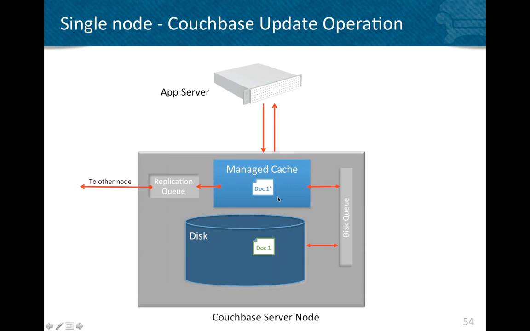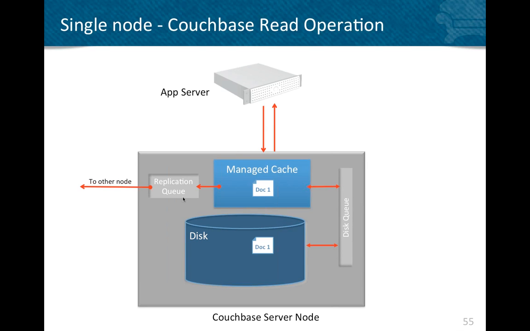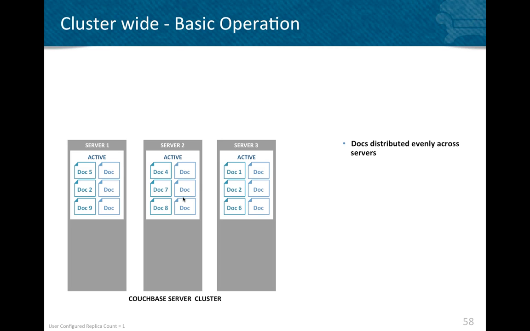Now, an update operation is similar. As I mentioned earlier, we're strongly consistent, and so the doc1 prime goes in and updates the in-memory object document, and then this will again get pushed to the replication queue and then get pushed down to the database as well. For a read operation, it's pretty straightforward. We have a get API that will get you back your document if it's in the cache, and if it's not in cache, it's a cache miss, and so we'll fetch it from disk and return it back to the application.